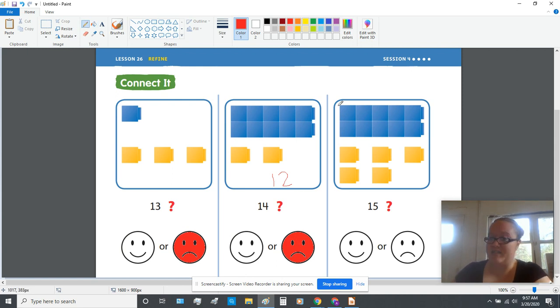Let's look at the last one. This is the one where you will answer on your own. I see a group of, that's right, that's a group of 10. And I see some extra yellow cubes. Your job is to decide if the answer 15 is right or wrong. Look at your group of 10 and your extra yellows to decide if 15 is the right answer. And then color in the right face.